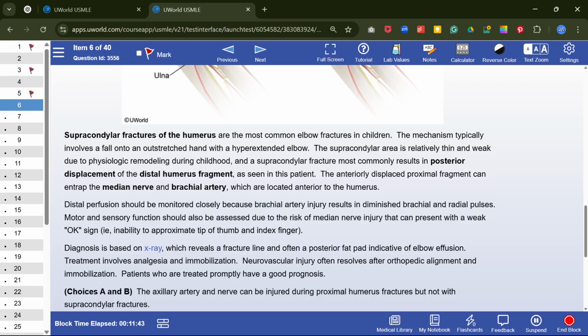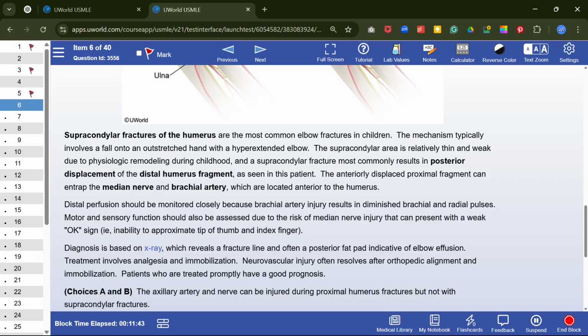Supracondylar fractures of the humerus are the most common elbow fractures in children. The mechanism typically involves a fall on an outstretched hand with a hyperextended elbow. The supracondylar area is relatively thin and weak due to physiologic remodeling during childhood, and a supracondylar fracture most commonly results in posterior displacement of the distal humerus fragment, as seen in this patient.